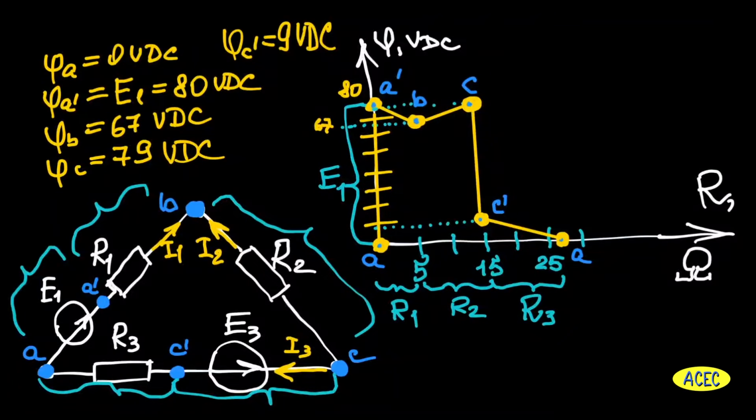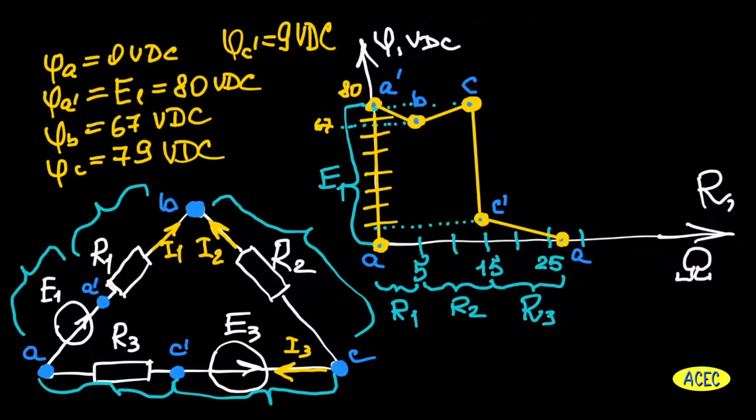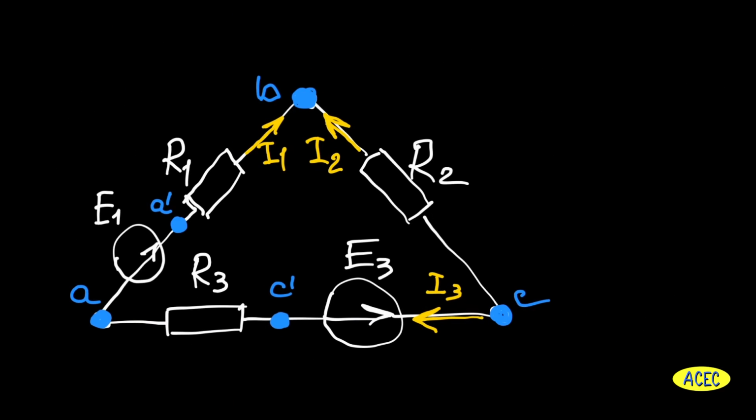Look at this circuit again. Remind again how to build the potential circle. As you can see, there's nothing complicated. And the last thing which I want to show in this lesson.